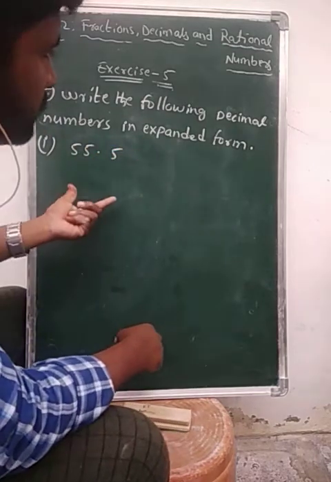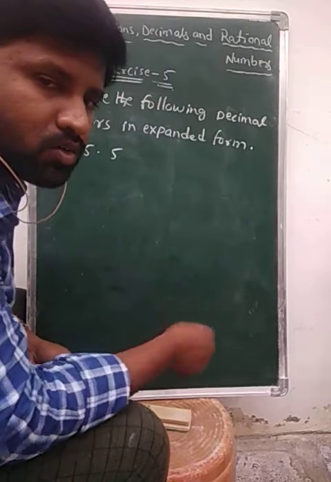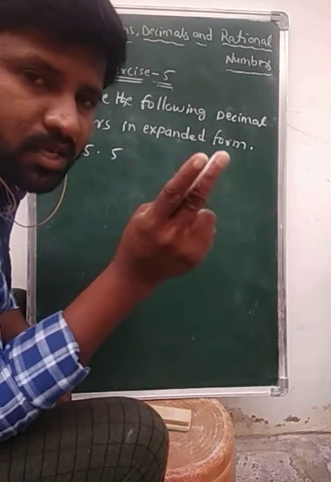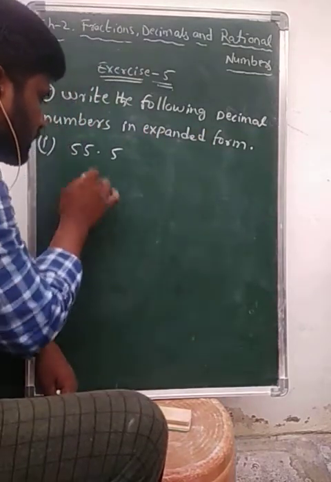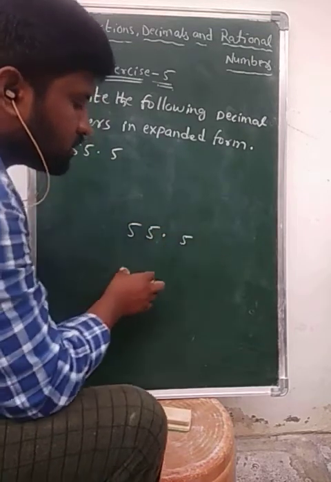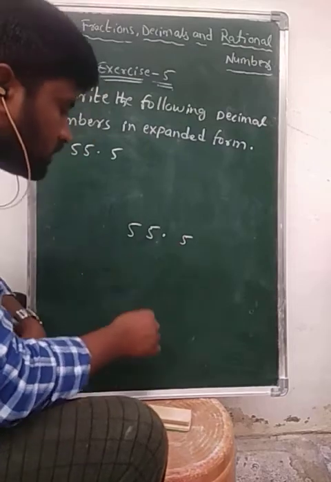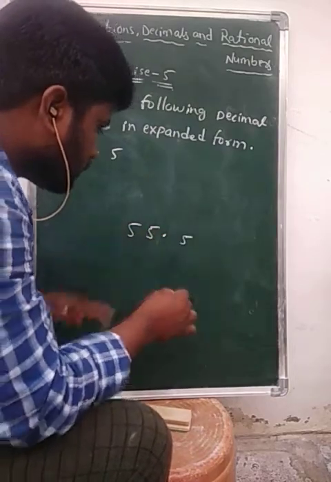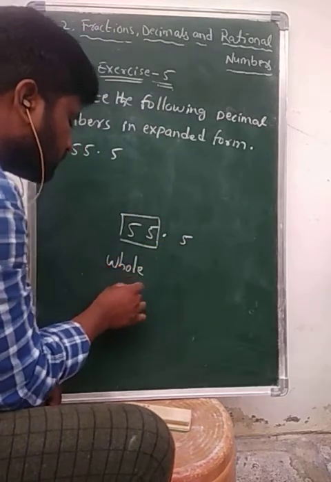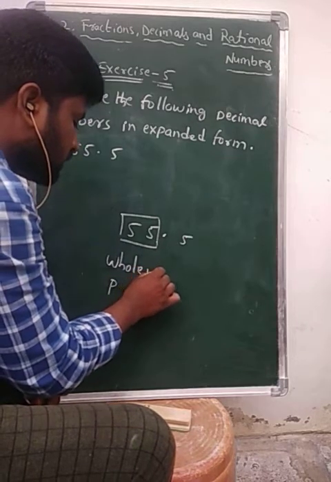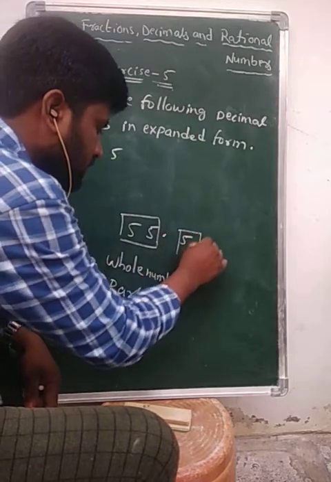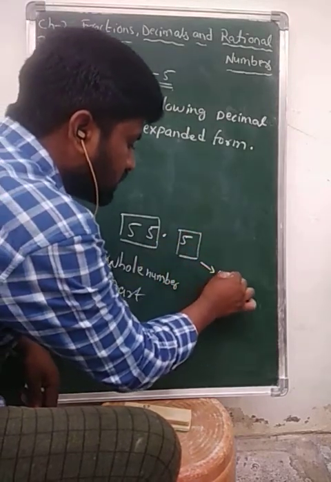Before going to explain this one, I want to remind you, we know a decimal number has two parts. For example, I'm taking this one only, 55.5. It is a decimal number. Yes, it has two parts. The part on the left side of the point is called what? The whole part. Okay? That is the whole number part. The part on the right side of this point, we call it the decimal part.